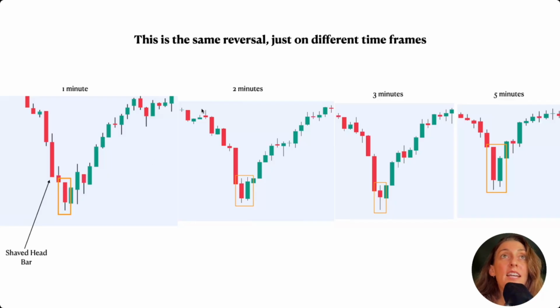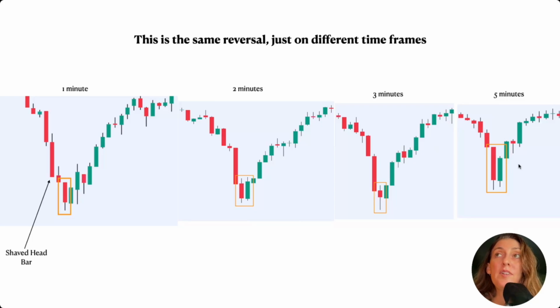And I don't really see any other shaved heads in that direction in this particular chart. For example, there's a lot of these green bars that don't have a bottom wick, but that's not necessarily a shaved head. The shaved head for a green bar would need to have no wick on the top because that's the direction of the trend. This one, I guess, would be another shaved head in the bear direction, but I'm not seeing any bull shaved heads in this example.